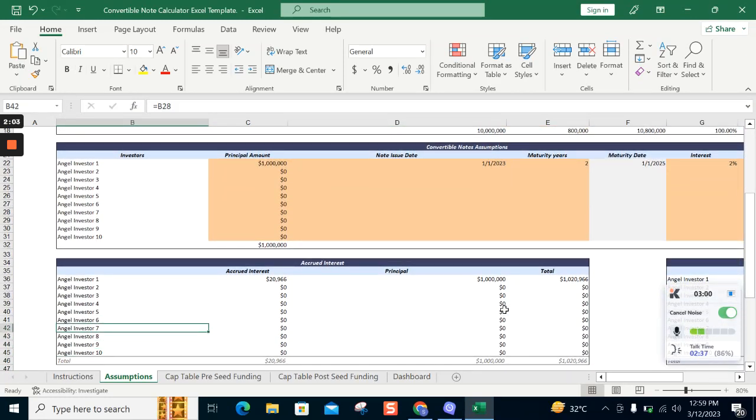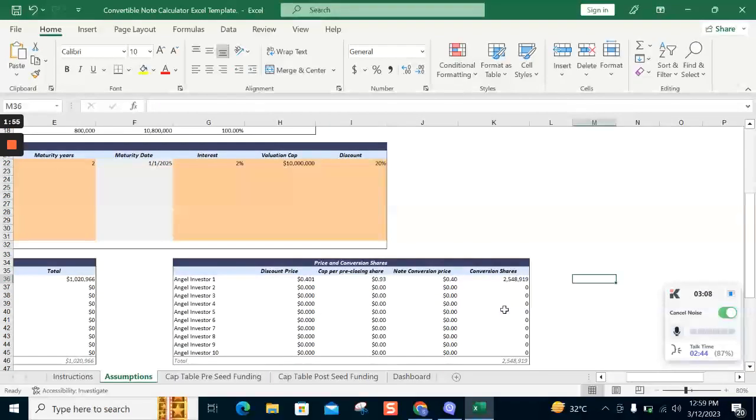The accrued interest on the convertible note is added to the principal and then it is converted into shares. Here we have the price in conversion shares, the discount price, and the pre-closing price. The note conversion price is basically the minimum of the discount price and the pre-closing share price based on the valuation cap, and the conversion shares. So the convertible note is converted into this number of shares for angel investor one. The angel investor will get this number of shares for the convertible note.